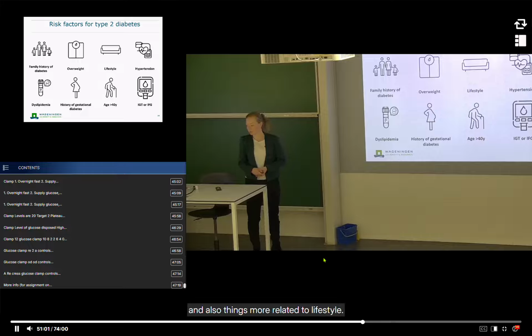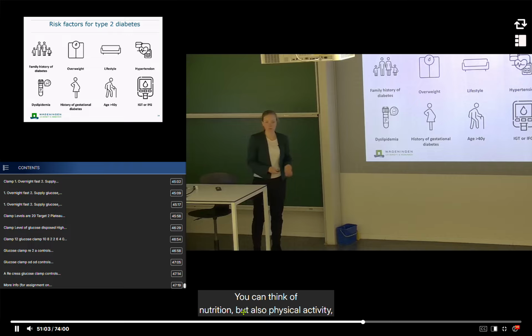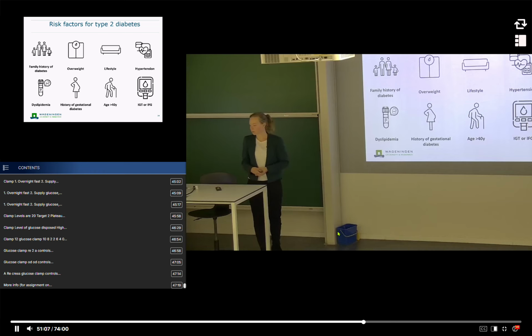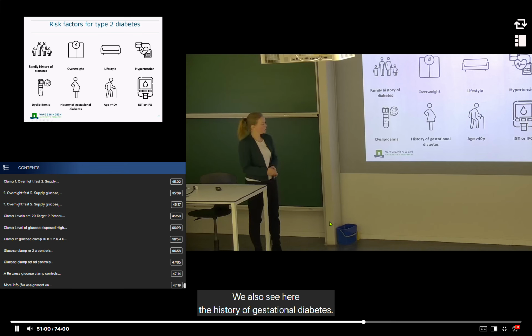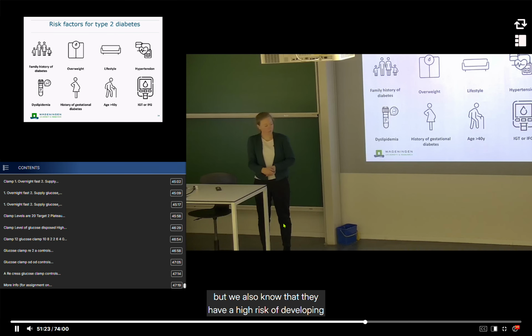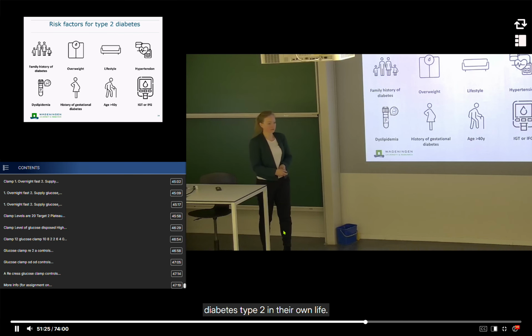And also things more related to lifestyle. You can think of nutrition, but also physical activity or bad sleep or stress. You also see here the history of gestational diabetes. We know that women who developed diabetes during pregnancy, sometimes their diabetes goes away when they give birth, but we also know that they have a high risk of developing diabetes type 2 later on in life.